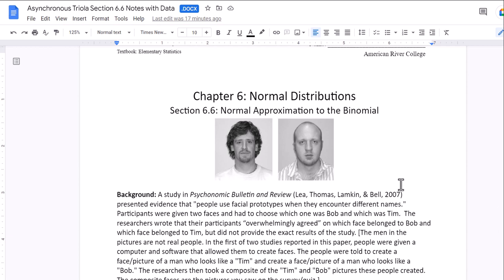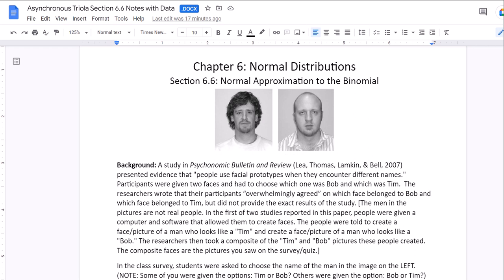So the background is that in a study conducted by Psychonomic Bulletin and Review, they presented evidence that people use facial prototypes when they encounter different names. Participants were given two faces and had to choose which one was Bob and which was Tim. The researchers wrote that their participants overwhelmingly agreed on which face belonged to Bob and which face belonged to Tim, but they did not provide the exact results of the study. And by the way, the men in these pictures are not real people.